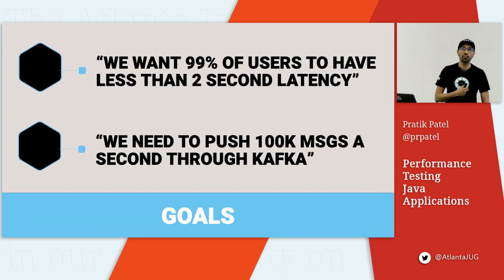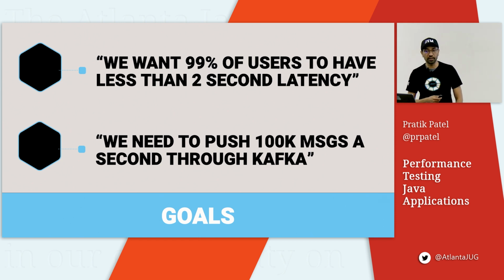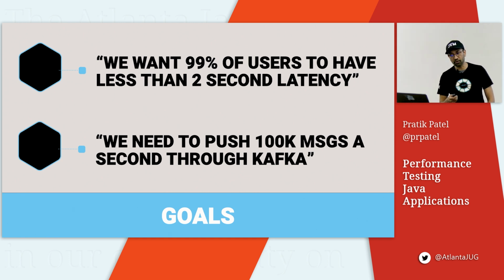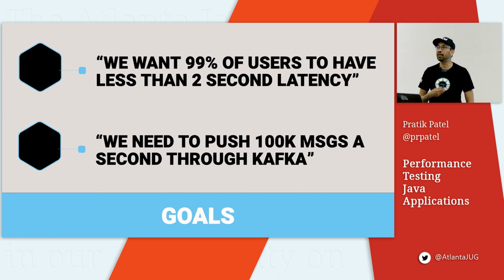All right, so how do we phrase that? We want 99% of users to have less than 2 seconds latency, right? So these are words that people can understand. We need to push 100,000 messages a second through Kafka. Again, there's terminology that people can understand and other folks on your team can understand, so you can also understand how you scale in the cloud or on-prem or wherever you're running stuff.